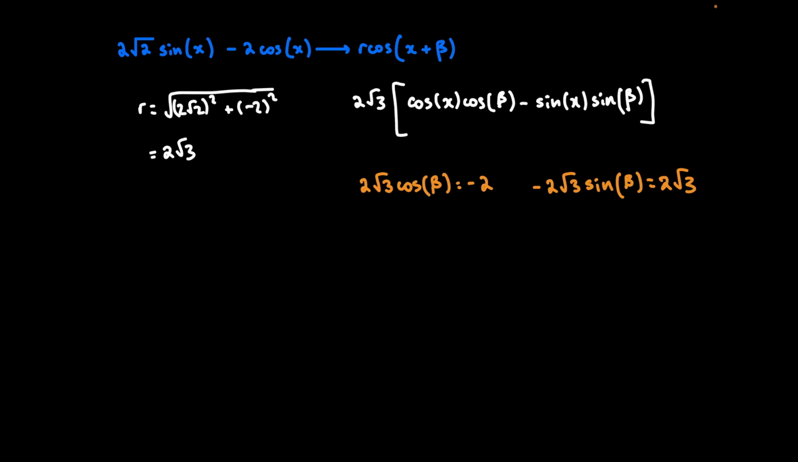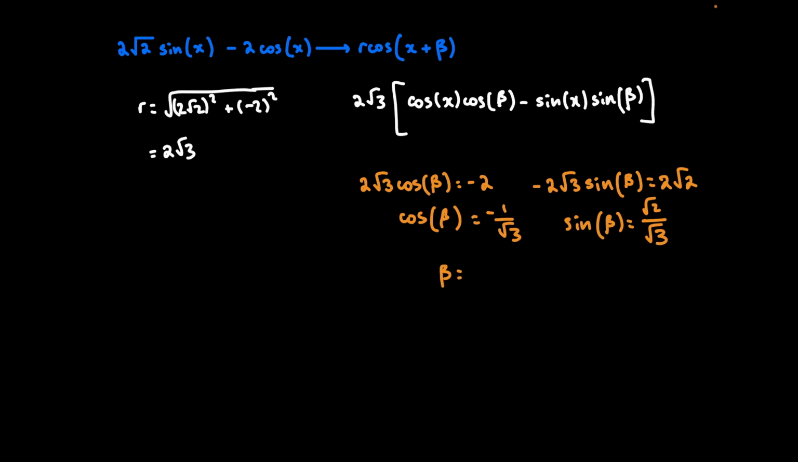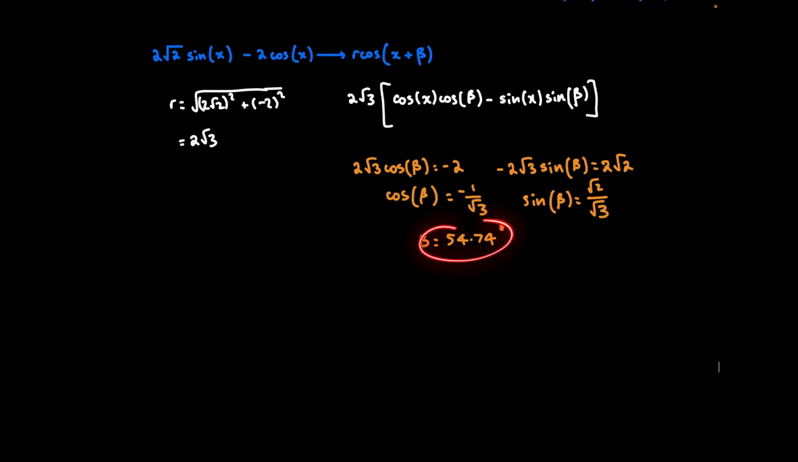So now when we rearrange both of these equations, we get cos of beta equals minus 1 on root 3, and sine of beta equals negative 1. And I made a slight mistake here. I meant to say 2 square root 2. So that would mean this is the same as square root 2 over square root 3. So when we use our calculator to solve this, we get that beta, in the first quadrant, if you work out the reference angle, is 54.74 degrees.